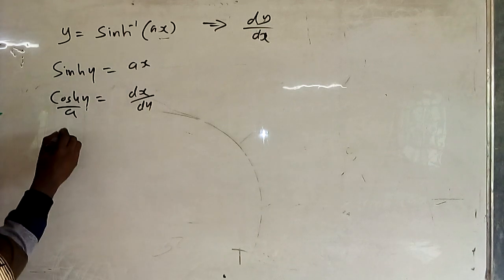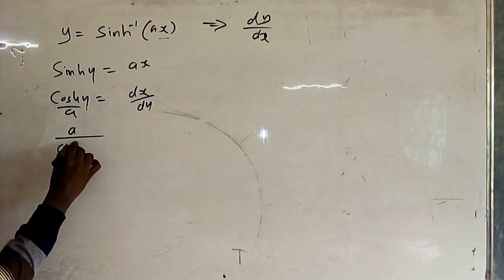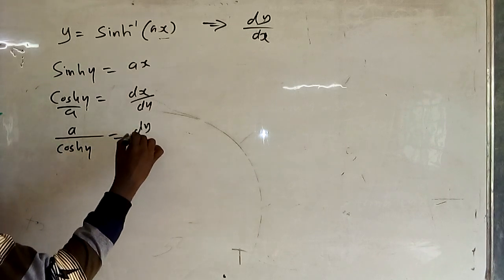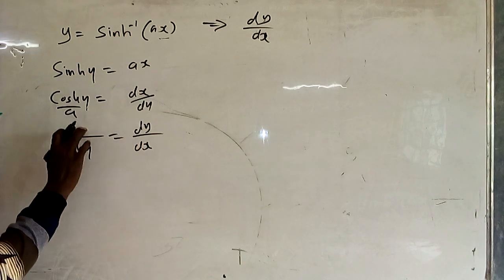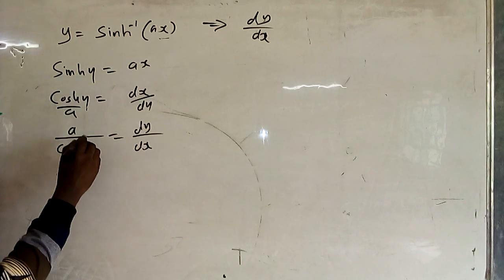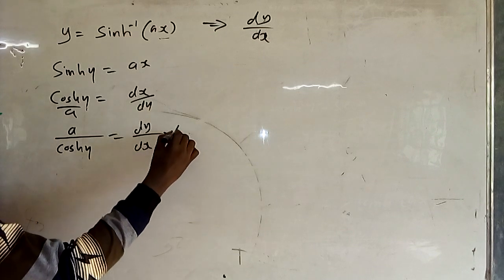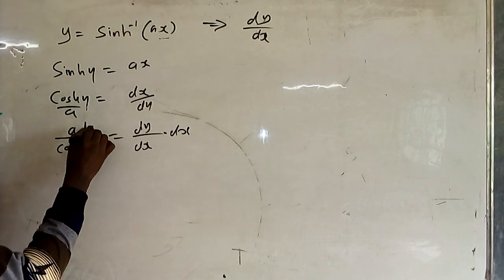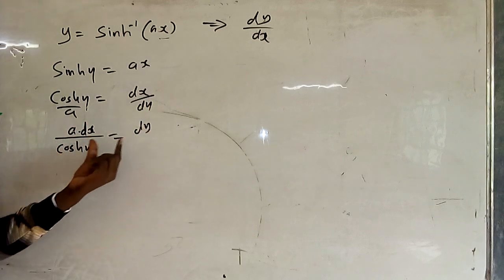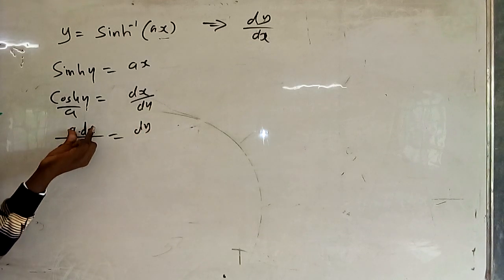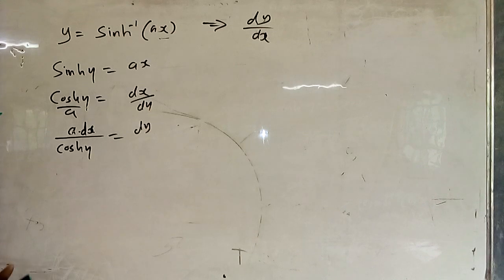You look for the reciprocal on both sides of the equation. A over cos y is dy over dx, isn't it? You bring dx to this side of the equation; if you multiply both sides by dx, you get a dx over cos y is equal to dy. So this cos y must be in terms of x, isn't it? So what do you know? That is the Pythagorean identity, isn't it?